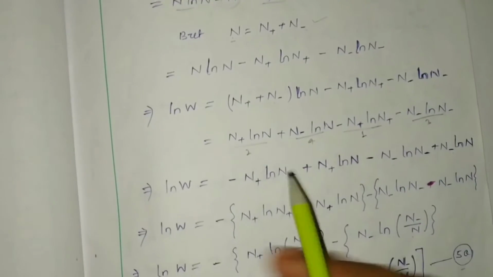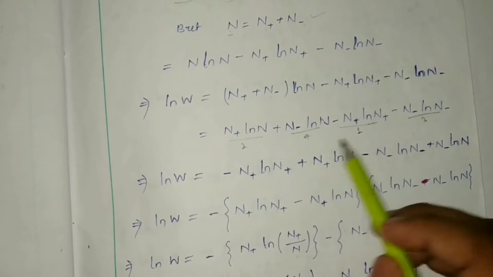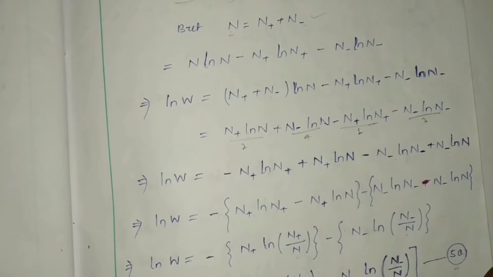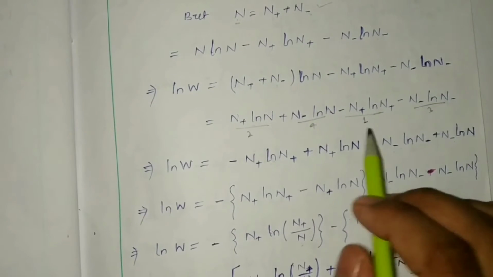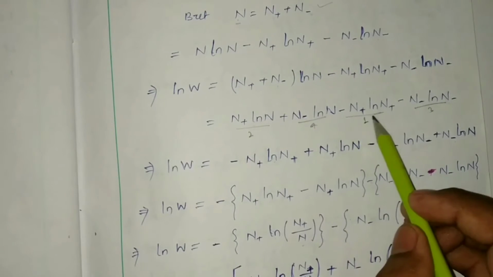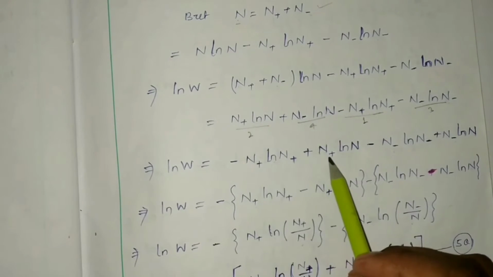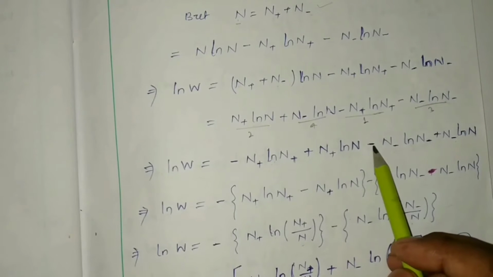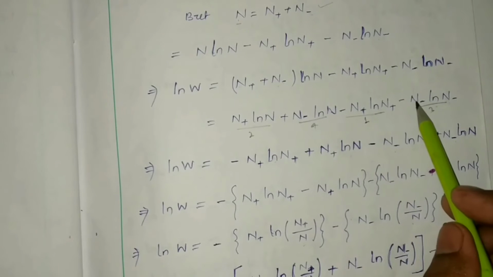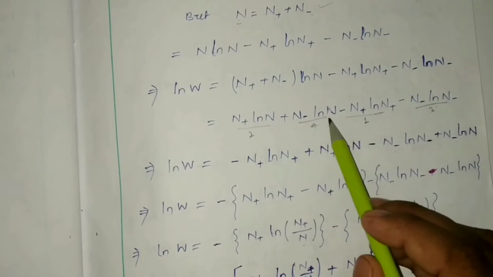Okay, so for the next line, this is your first term. In this arrangement I have written it. For the simplification only, we are writing it with another arrangement. So this is your first term here, n plus ln n plus, this is the third term, minus n minus ln n minus, and the fourth term is plus n minus ln n.